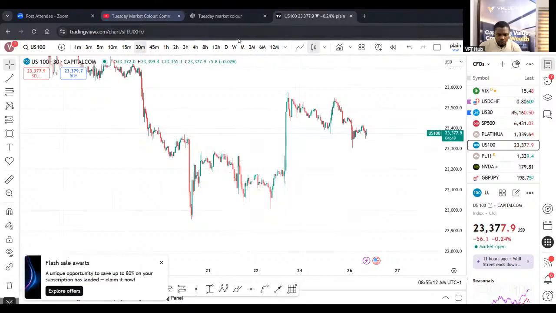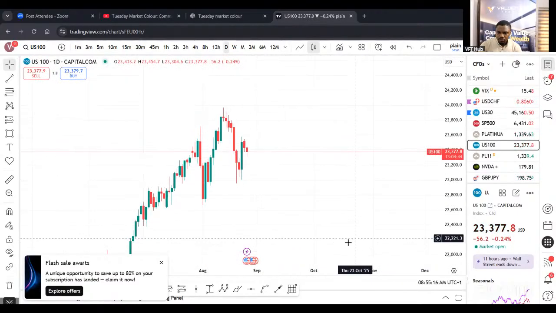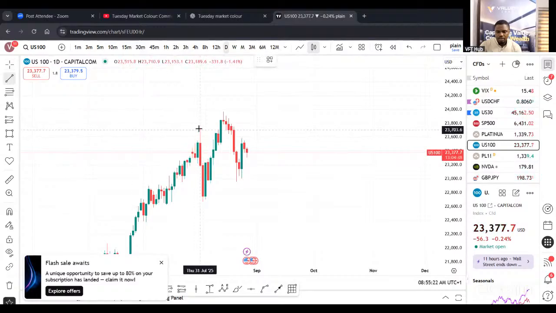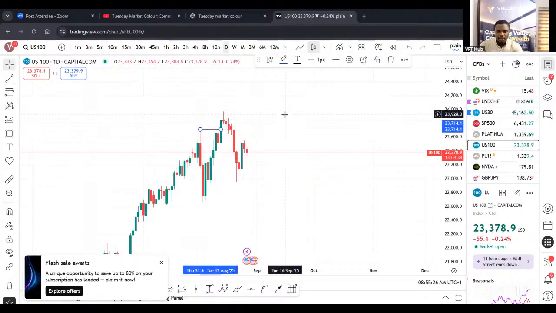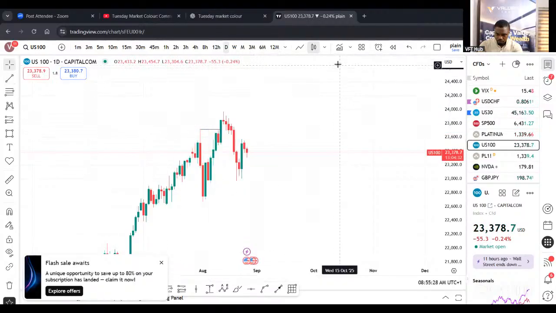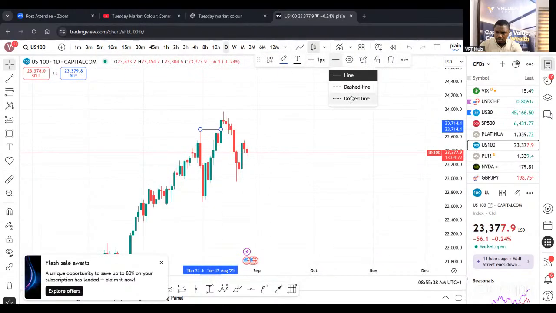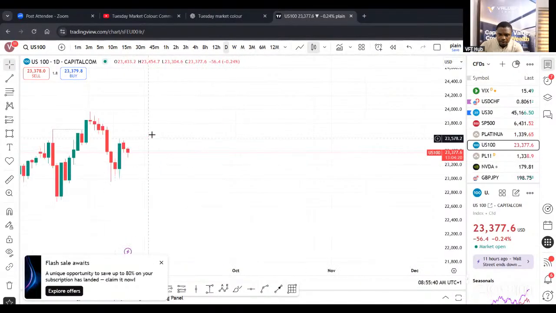What are we looking at for today? The market has broken structure to the upside here in the daily time frame. And what does that tell us? We are looking for buys alone in this market.